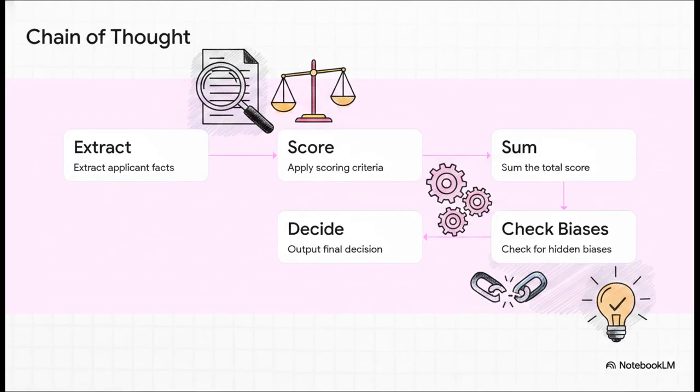But we can take this a step further with a really powerful framework called chain of thought prompting. Instead of just asking for a final decision on our resume screener, we actually force the machine to think step by step.